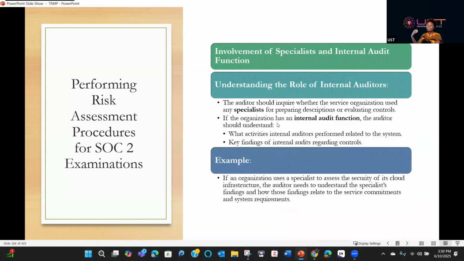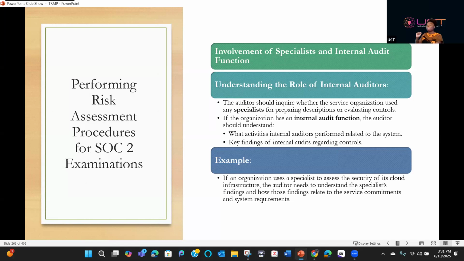Okay? What of a situation where you have to bring in specialists to help with your internal team? Maybe your internal auditors are not really knowledgeable, still struggling to understand how this is being performed. And that's why you said understanding the role of the internal auditors. So the auditor should inquire whether the service organization uses any specialist for preparing the description or evaluating controls. If the organization has an internal audit function, auditors should understand what activities internal auditors perform related to the systems, and the key findings of internal audits regarding controls, right?